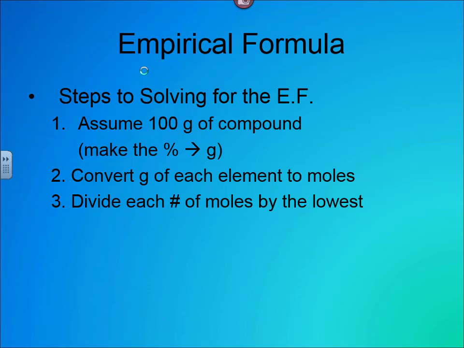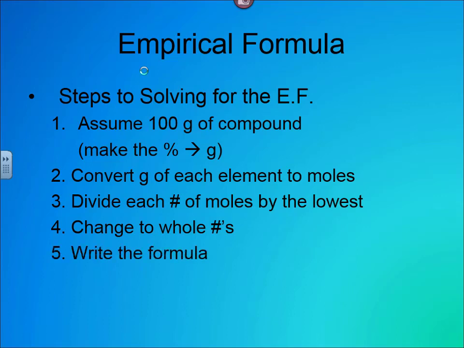Step 3, take each of those mole numbers and divide them by the lowest of the mole numbers. This is a step that's going to make a little more sense when you see it, when we do some examples. Look for your lowest mole number, divide everything else by that lowest number. That will give you a series of decimals, which we will round to whole numbers or manipulate so that they are whole numbers. And once you've got whole numbers, then you can write the chemical formula.